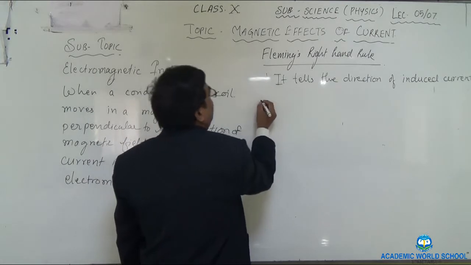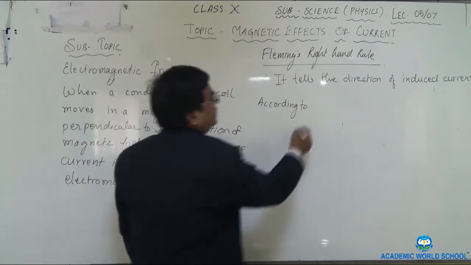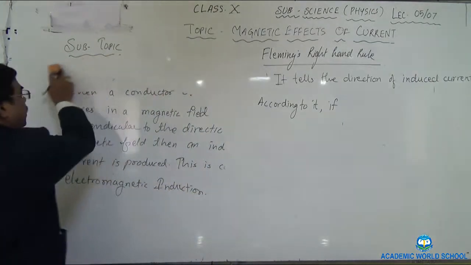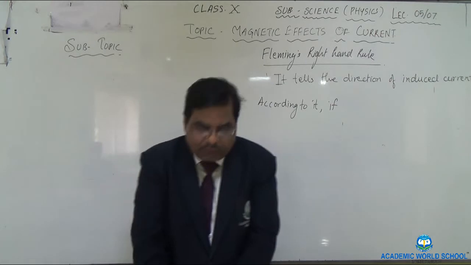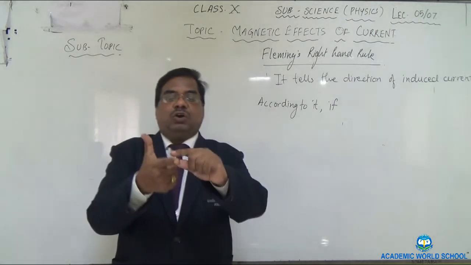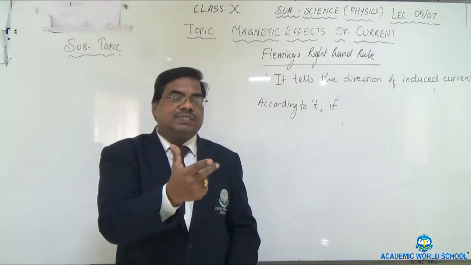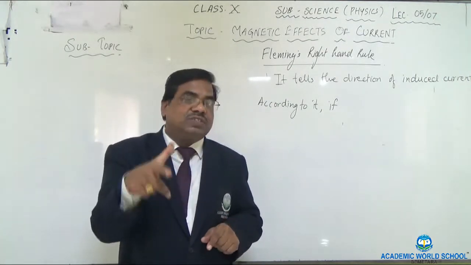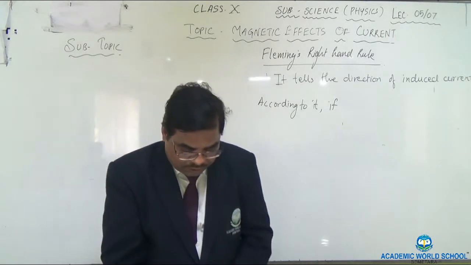Now what is the statement? So according to Fleming's right hand rule, if you stretch your forefinger, middle finger and thumb mutually perpendicular to each other such that the forefinger is towards the magnetic field, thumb is in the direction in which the coil is moving, then the middle finger will give you the direction of the induced current.